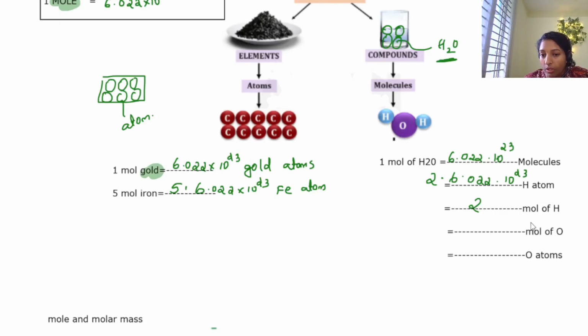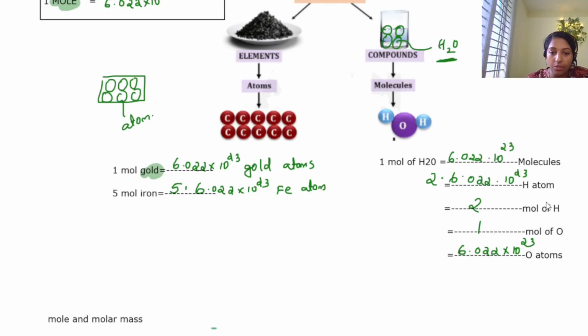Then, what about oxygen? 1 mole of water contains? Yes, 1 mole of oxygen. See, each H2O unit contains only one oxygen. So 1 mole contains 1 mole of oxygen, or we can say 6.022 times 10 to the power of 23 oxygen atoms. That's all. That's a simple concept.